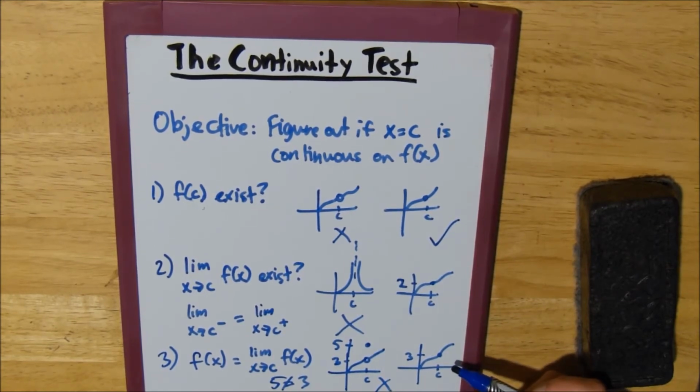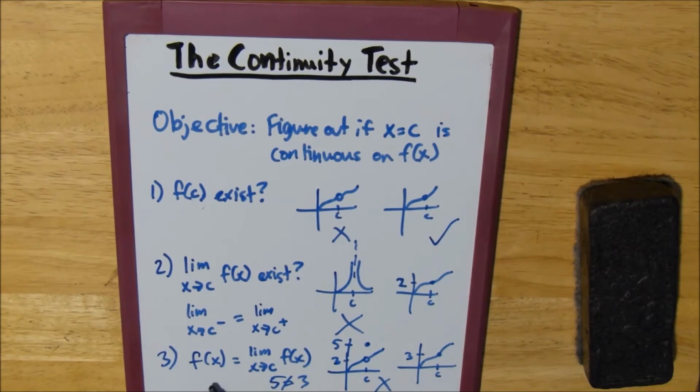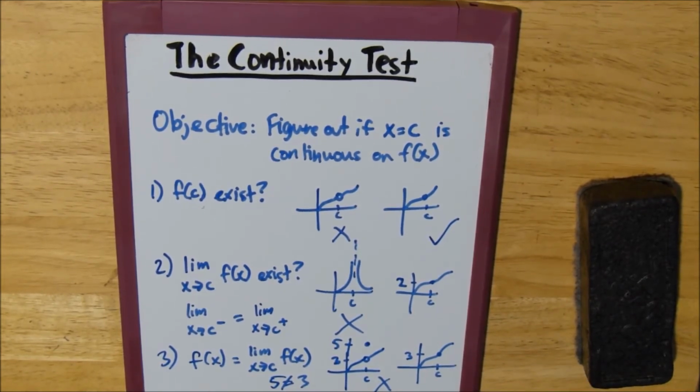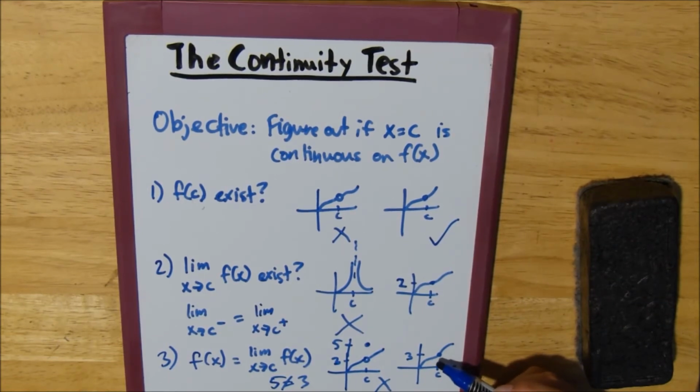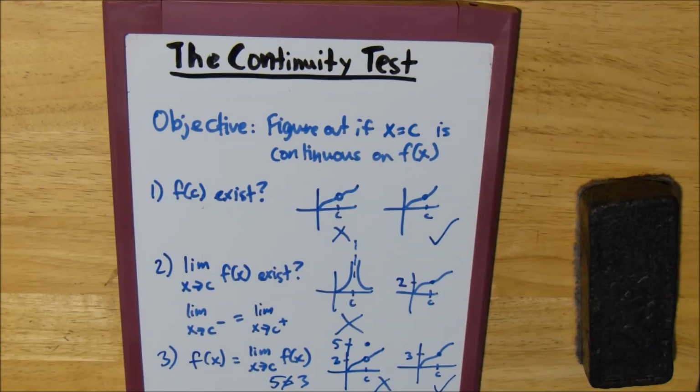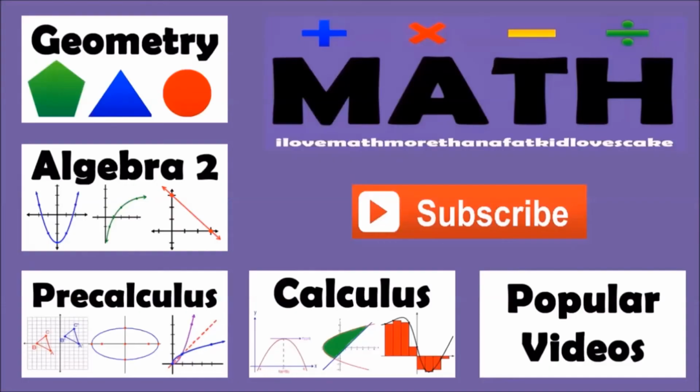But with this graph over here, you can see that f of x is 3, and then the limit from the left and the limit from the right also approaches 3. So this graph would pass the continuity test, okay? So essentially, the continuity test is just a quick little checklist that you can use to figure out if x equals c is continuous on f of x.